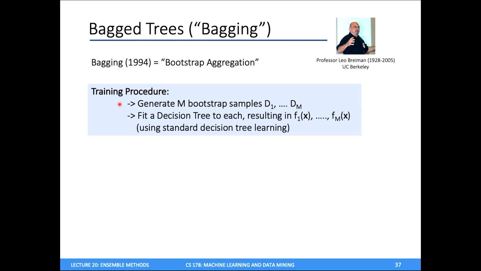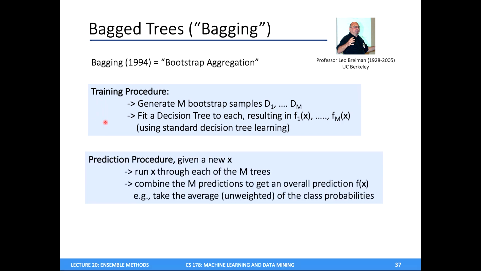The training procedure here is we're going to generate capital M bootstrap samples of our data, so we make a bunch of new data sets. We fit a decision tree to each of these data sets, resulting in capital M different decision trees. And again, we just use the standard learning algorithm we've already seen. Then we just combine these models using ensembling. So to make a prediction with this bagging method, for some new data point x, we make a prediction with each of these M trees, and somehow combine these predictions, say taking an average.